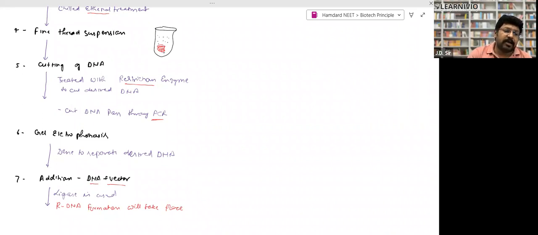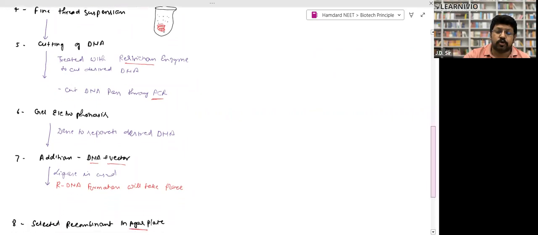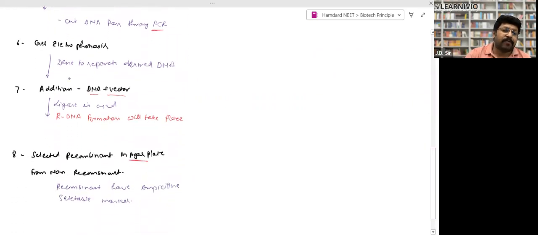Now, we separate this DNA fragment with the help of gel electrophoresis, right? So gel electrophoresis is used to get the desired DNA. After getting our DNA of interest or desired DNA, we add the DNA to the vector, right? Vector means the plasmid, the virus, whatever your vector is, right? And we add this DNA with the help of ligase enzyme. Now the recombinant DNA formation will take place.